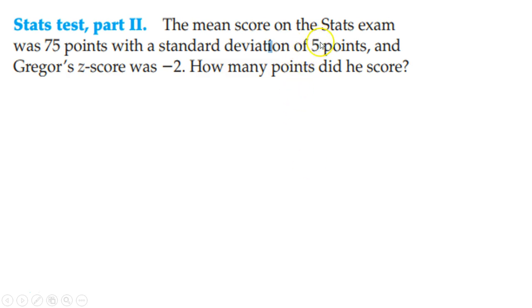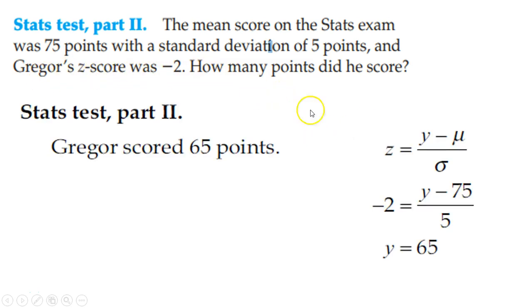The mean score on an SAT exam was 75 points, with a standard deviation of 5 points. And it says Gregor's z-score was -2. How many points did he score? So you set this up by simply saying, okay, I know the average was 75, I know the standard deviation is 5, I know the -2 is the z-score, so I plug it all in. I multiply by 5 and add that to 75 to figure out that Gregor basically got a 65.